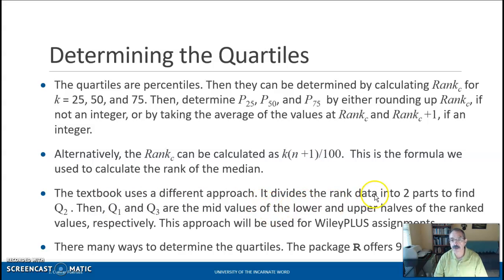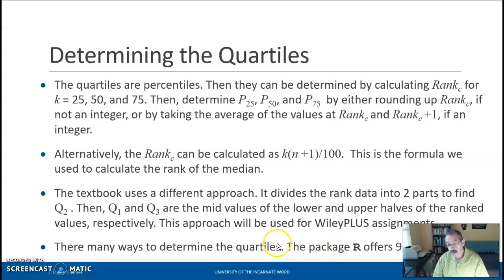You simply divide the ranked data into 2 parts to find Q2, then you find Q1 and Q3 at the midpoints of the lower and upper halves of the ranked data, respectively. This is the approach that we will use for the Wiley Plus assignments. Now, if you have an odd number of values, this K times n plus 1 divided by 100 will match this approach. But if they are even, then this approach will not match any of these two.